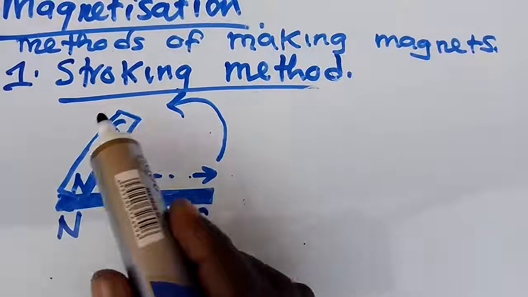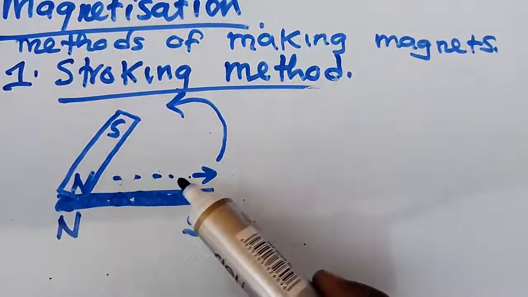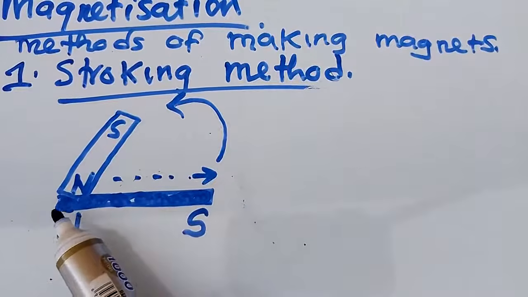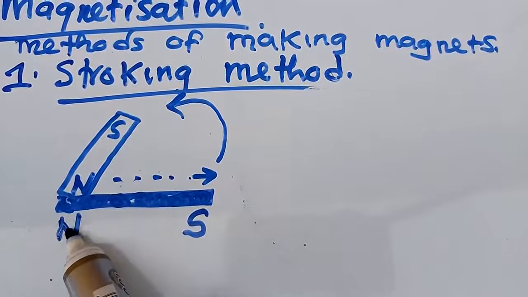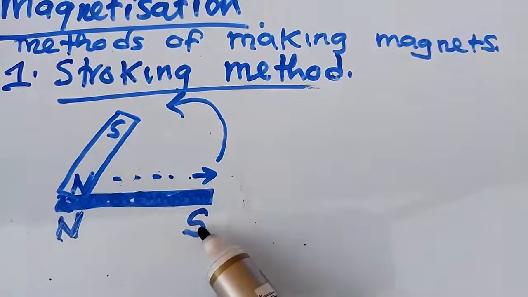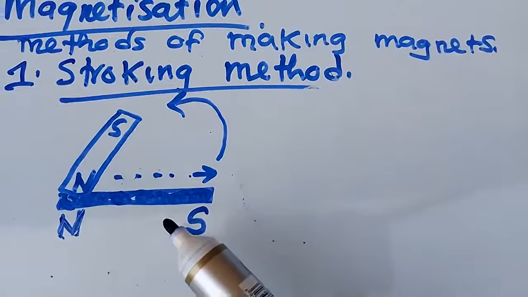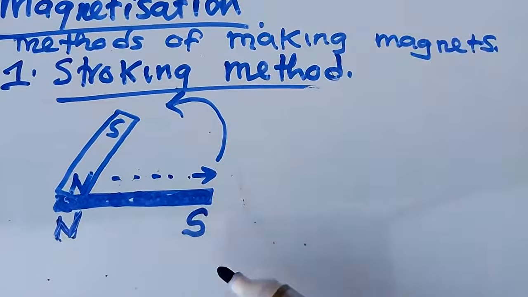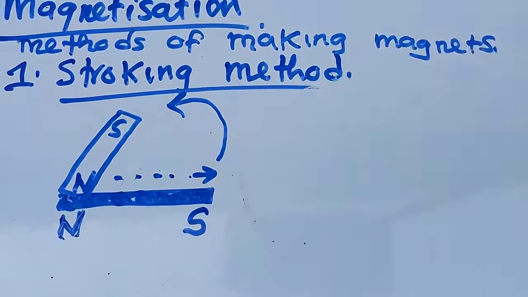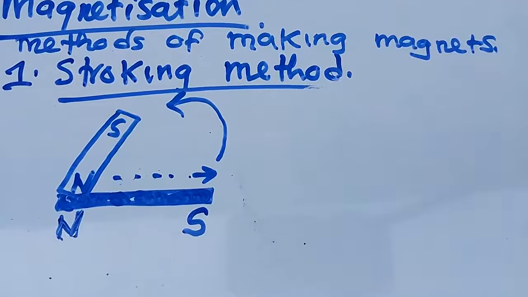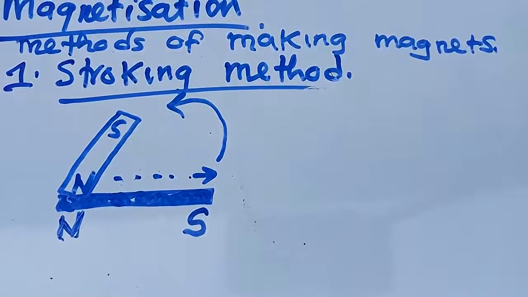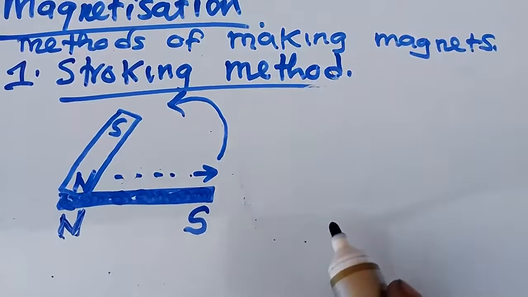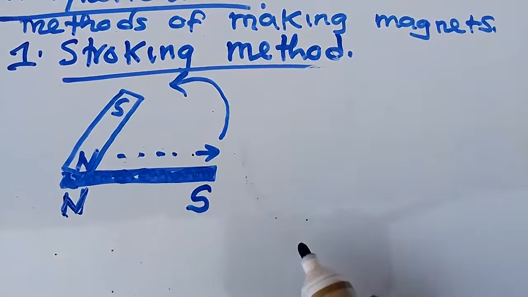When it is stroked like this, have you seen what I'm doing? This one, where it is starting from, this part will be the north pole. Then that one will be called the south. This one will be called the north pole, this one will be called the south pole. These are terms that you need to know and understand. So this is what it means when we are using the stroking method.